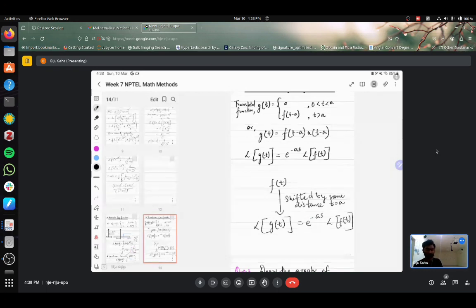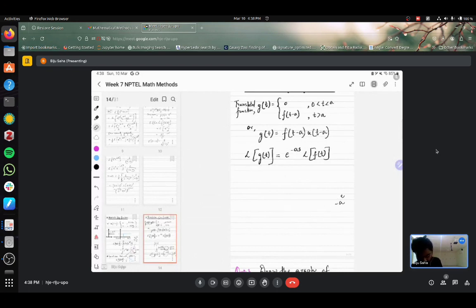Just with this addition, this multiplicative factor e to the power minus as, where a is the distance by which the function has been shifted. So how did we come to this form? How could we actually derive that this is the correct expression? That is achievable.